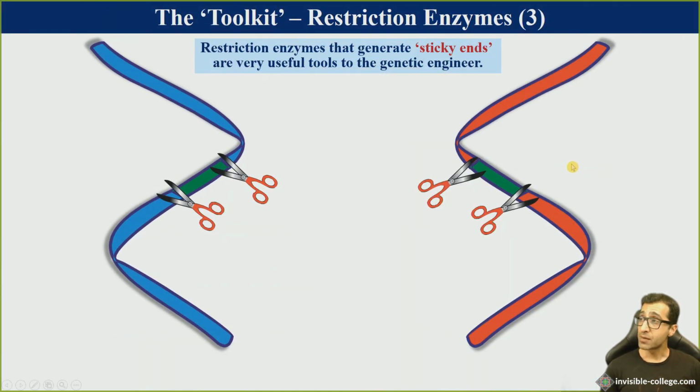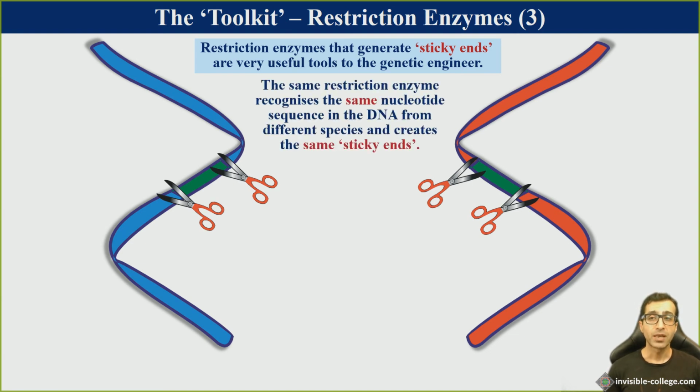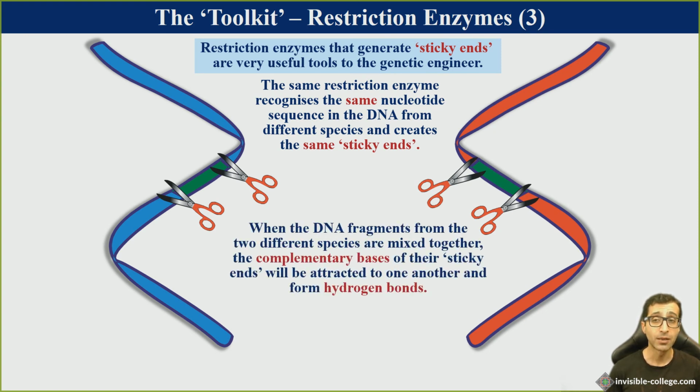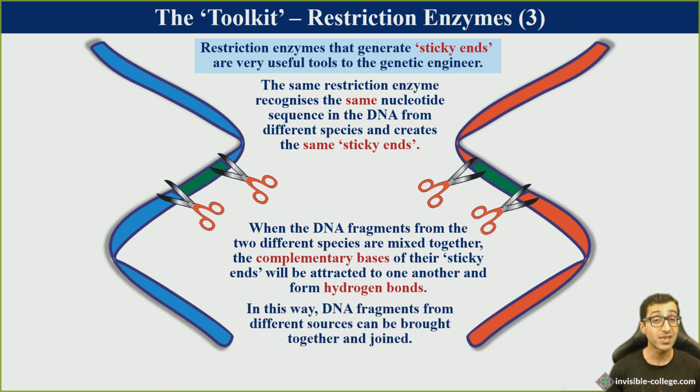So restriction enzymes that generate sticky ends are very, very useful to the genetic engineer. Now, the same restriction enzyme recognizes the same nucleotide sequence in the DNA from different species and therefore will create the same sticky ends. Now, when the DNA fragments from the two different species are then mixed together, the complementary bases on their sticky ends will be attracted to one another, and because they're complementary, they can form hydrogen bonds. So in this way, we can join the DNA fragments from different sources and join them together.